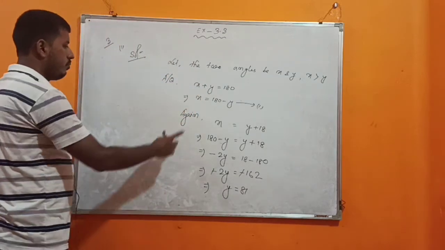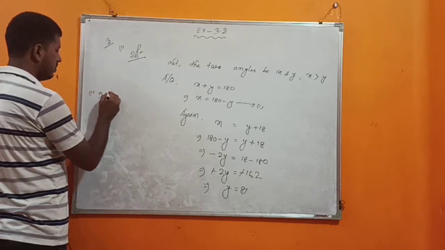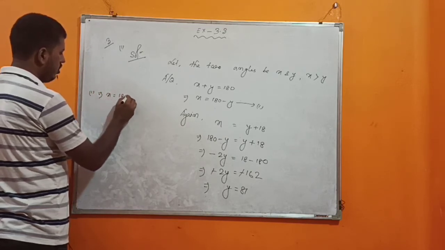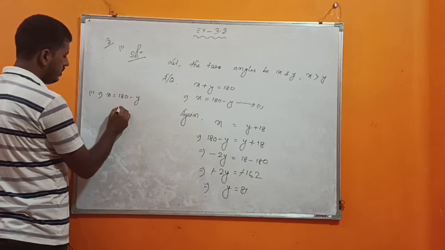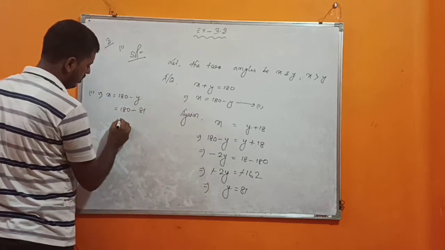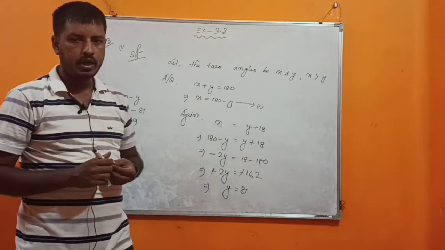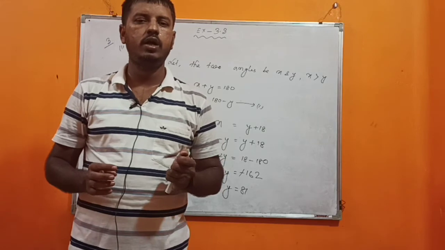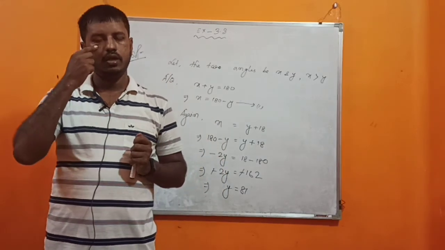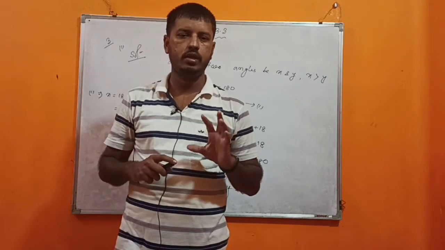Okay, now I am putting the value of y in equation 1. 1 implies x equal to 180 minus y, that is 180 minus the value of y, which is 81, so it will be 99. So you can write the two angles are 99 degrees and 81 degrees. So we will continue our remaining questions in the next video. Thank you.